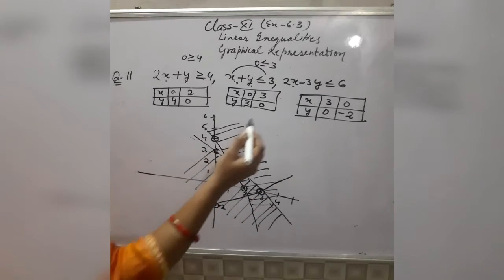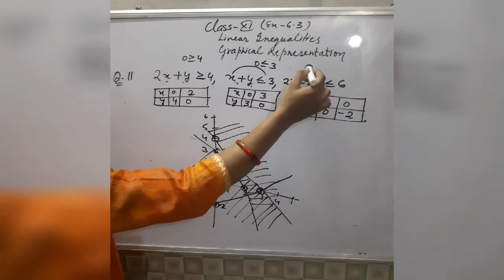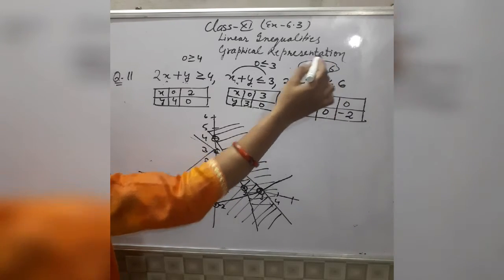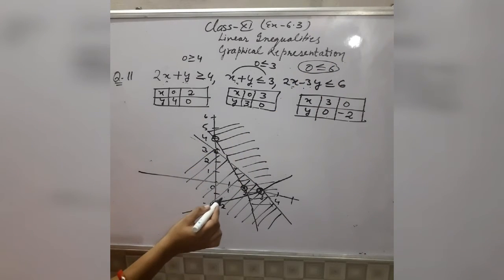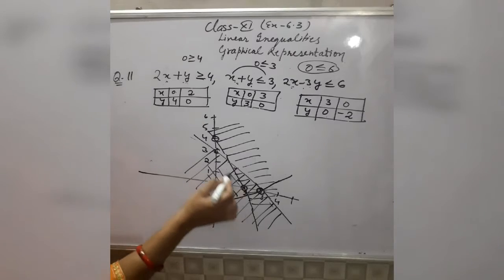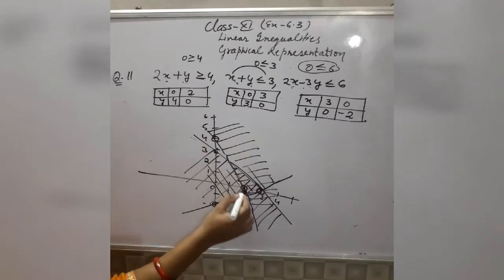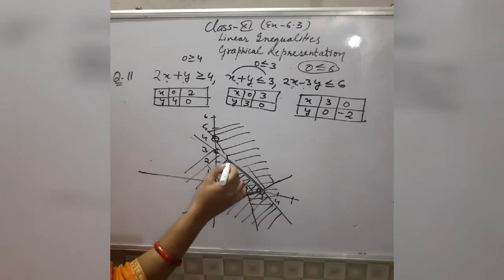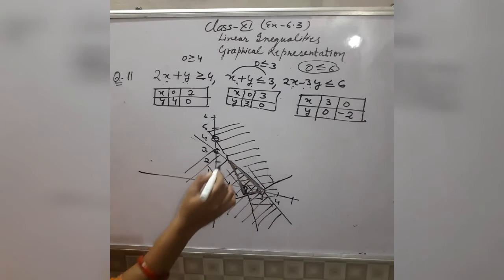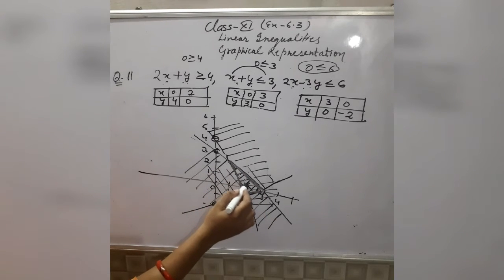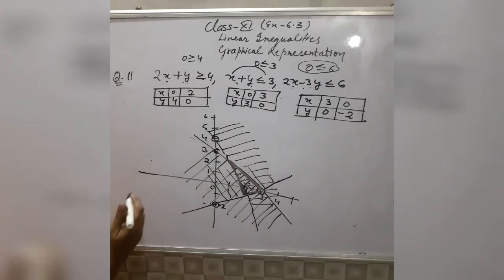Now for the shaded region, if you put x and y as 0 0 here, then you will get 0 less than or equal to 6. This result is true. True means you will shade the region towards the origin, this upward region. So in these 3 linear inequalities, this small triangle is common. So this is the shaded region, or you can say this is the solution. This region is the solution for this system of linear inequalities.